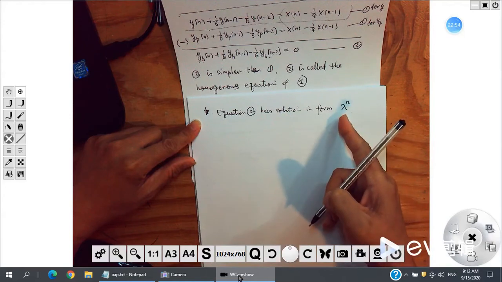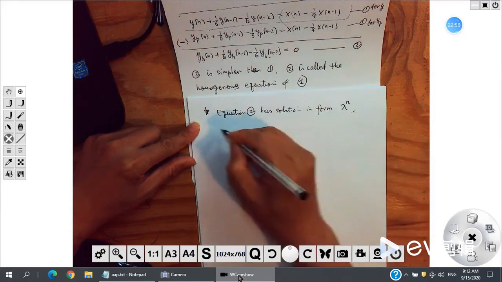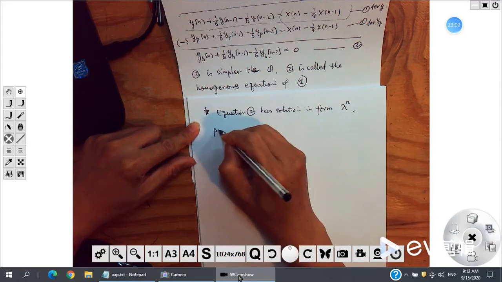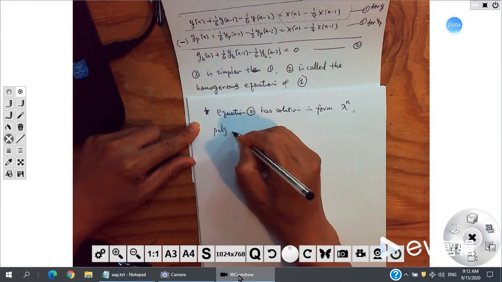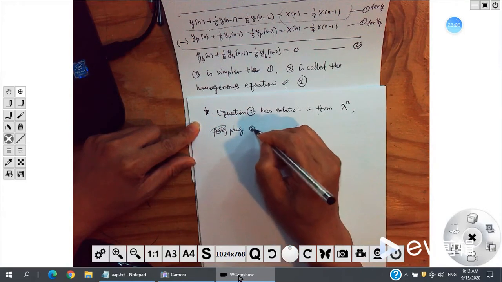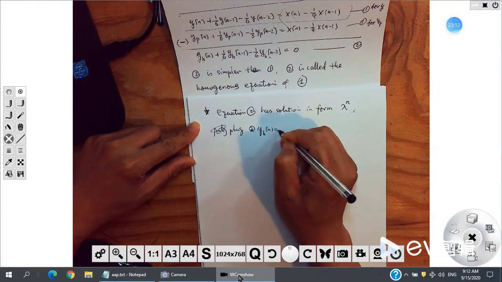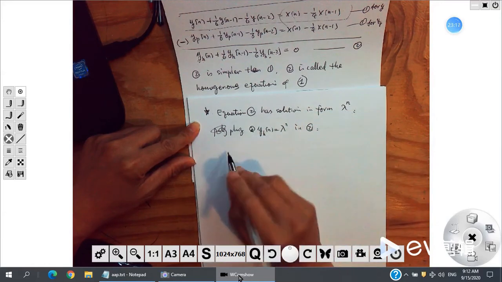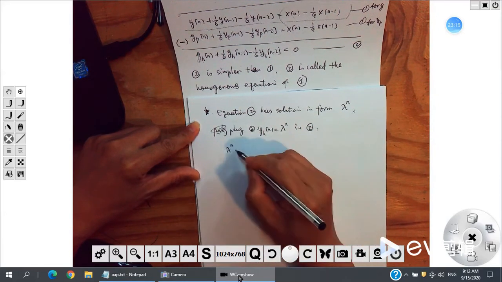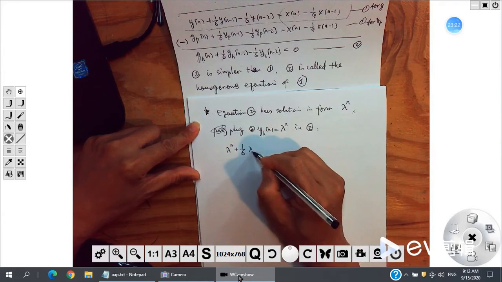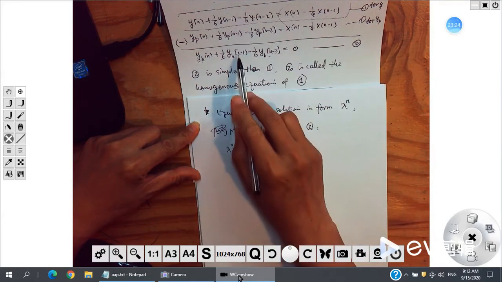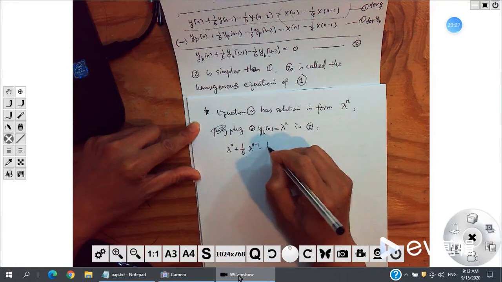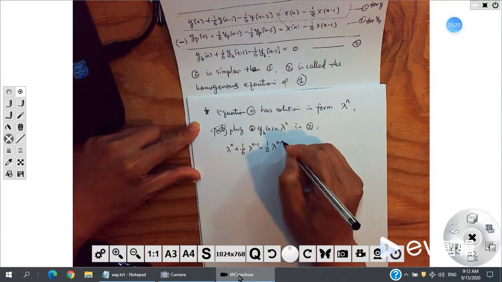The only thing is to determine lambda. Then plug in y_h of n equal to lambda to the n. We have lambda to the n plus 1/6 lambda to the n minus 1, right? Here n is n minus 1 now, and minus 1/6 lambda to the n minus 2 equal to 0.